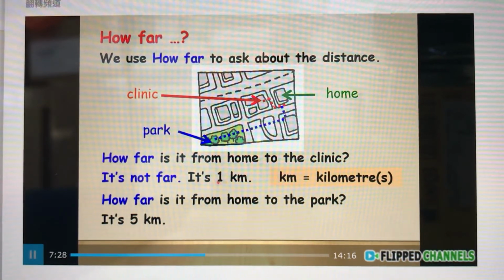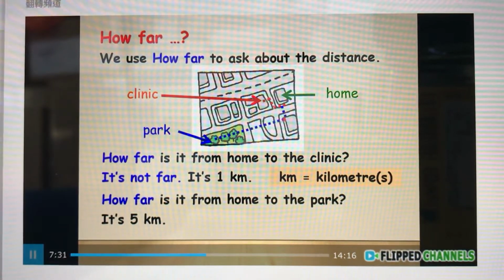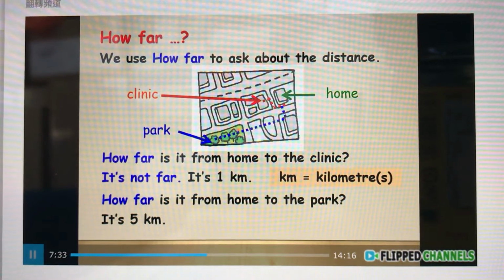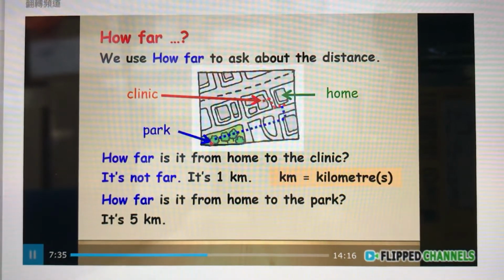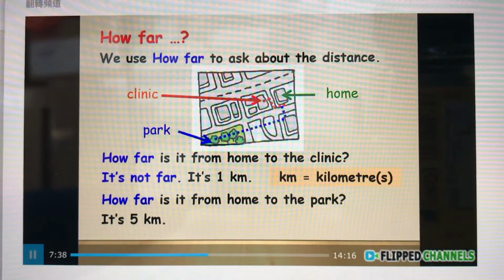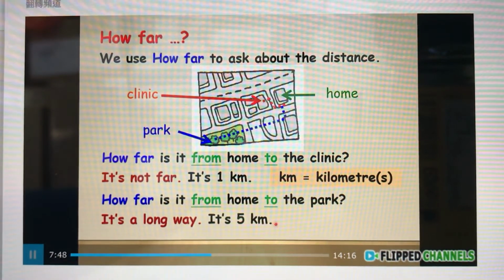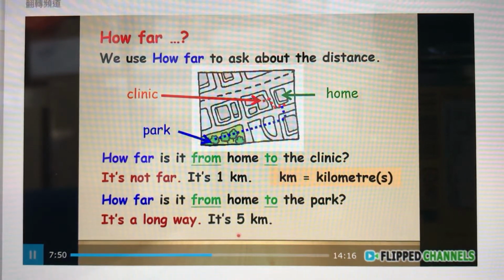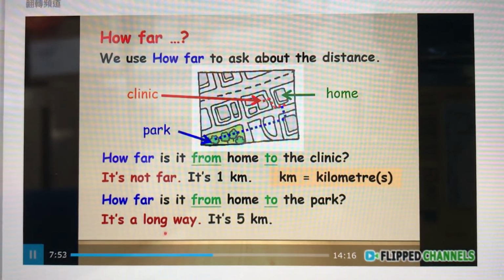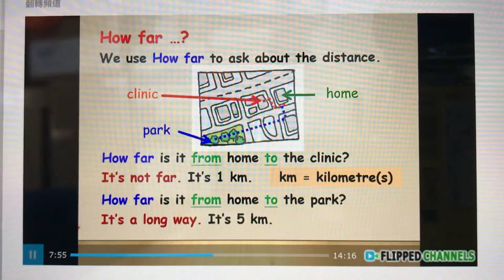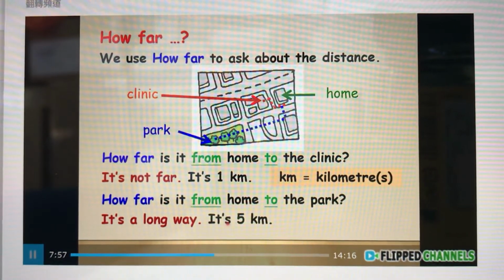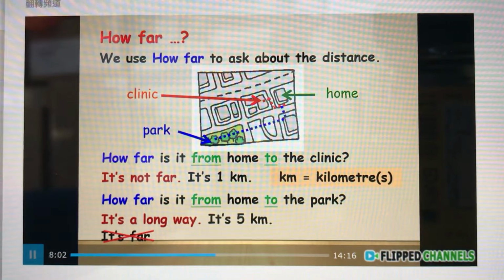It's 1 kilometer. And next you can see the dotted line in blue is much longer. So we can add some explanation here. That is, it's a long way. It's 5 kilometers. So the complete answer for the second question is it's a long way. It's 5 kilometers. We won't use it's far.